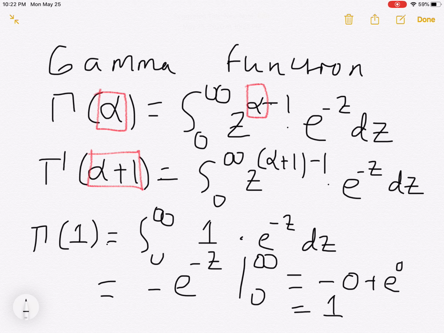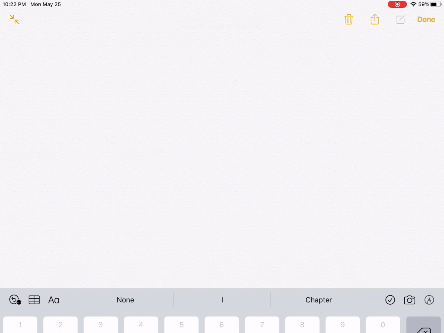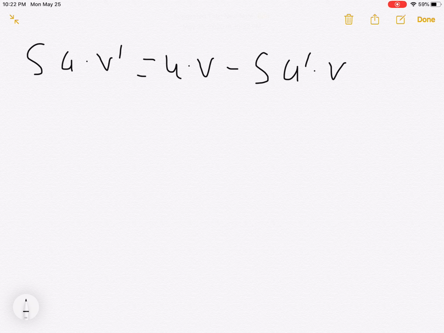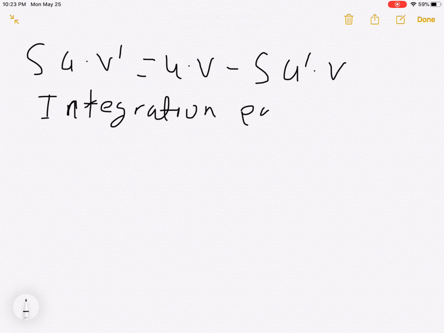Okay. Here's another fact that I'd like us to recall, and that's integration by parts. The integral of u times v prime equals u times v minus the integral of u prime times v. That's integration by parts. And I'm going to use that here on the gamma function.